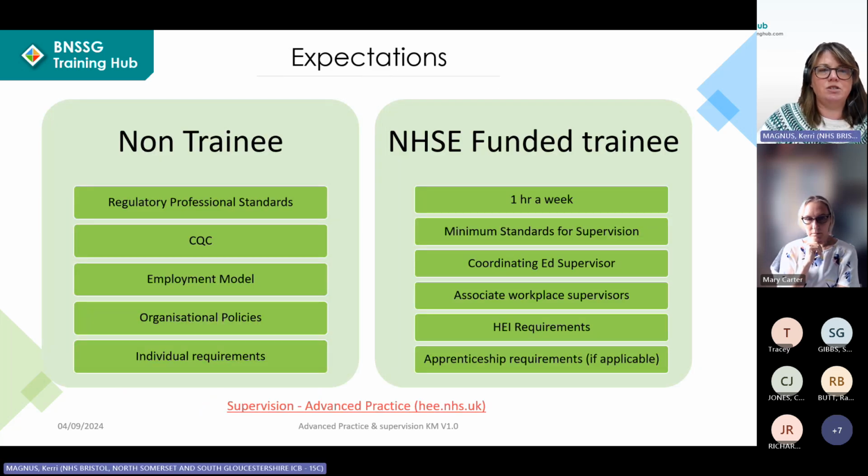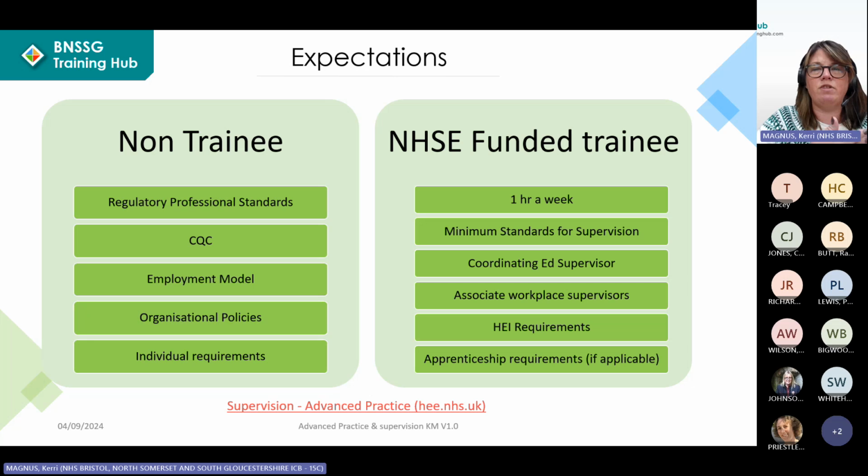The expectations are a little different if you are a funded trainee and if you're a non-trainee. As a non-trainee, you have regulated professional standards, particularly around supervision for each of your professions, that you need to follow. You've got the CQC standards, you've got your employment model, whether it's under the additional role reimbursement scheme or not, you've got your organisational policies, and you've also got your individual requirements. And so everyone is very different.